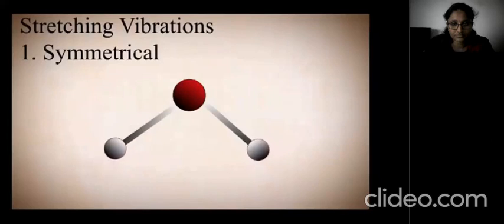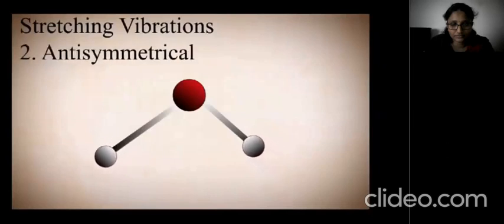In symmetrical vibration, you can see here in the animation that both the atoms are going away from the central atom and simultaneously they are going towards the central atom. It means that there is a change in the bond length.